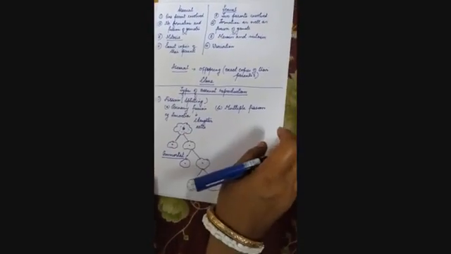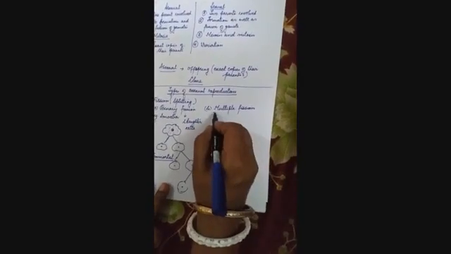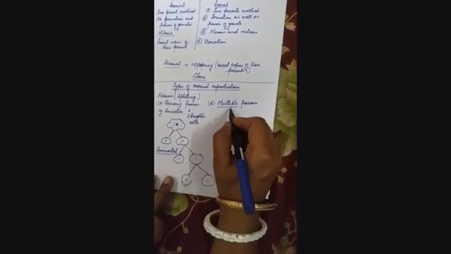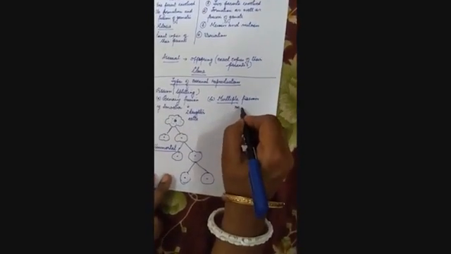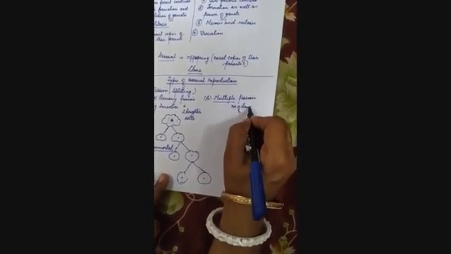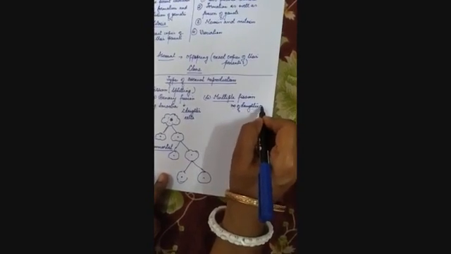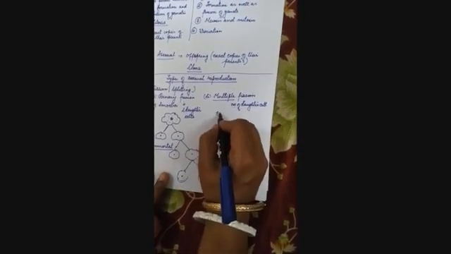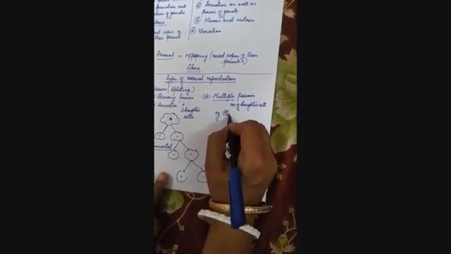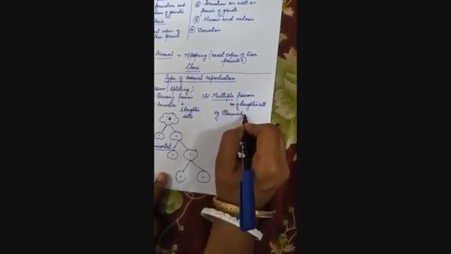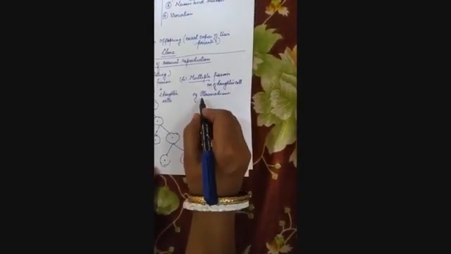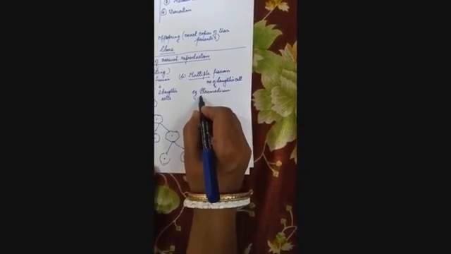Now take the case of multiple fission. Multiple fission means multiple splitting. That means here there will be formation of a number of daughter cells. Let us take the example of Plasmodium. Do you all know what is Plasmodium? Yes, this is the organism which is responsible for causing the dreaded disease malaria.